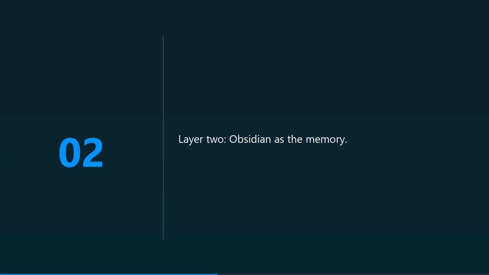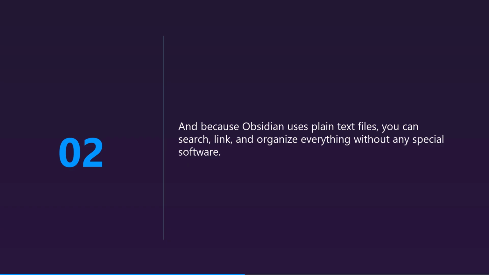When I need Claude to work on something, I can pull the relevant context from Obsidian and feed it in. Client history, project details, brand guidelines, whatever is needed. This turns Claude from a generic AI into an AI that actually knows my business. And because Obsidian uses plain text files, you can search, link, and organize everything without any special software.